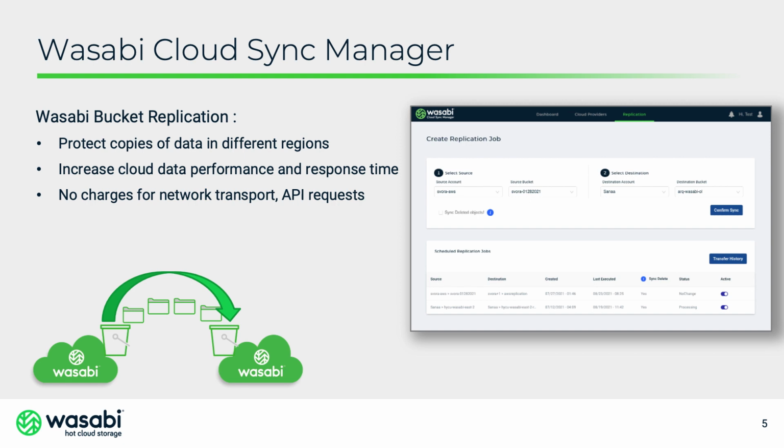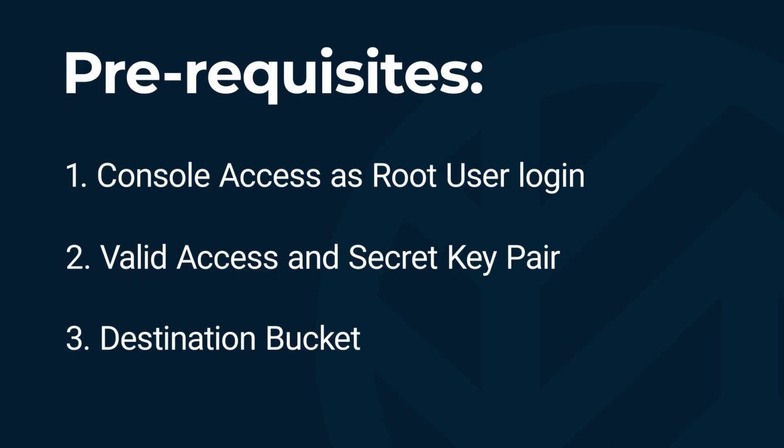for the additional storage. Before we get started, here are some really simple prerequisites. We will need console access and we will need to be logged in as the root user. We will need a pair of valid access and secret keys to connect the CloudSync Manager portal to the Wasabi account. These permissions need to be at least Amazon S3 full access permissions. And lastly, we will need the destination buckets that we will be replicating to be created through the console or any other app that you use today. That's it. Now we can get started.